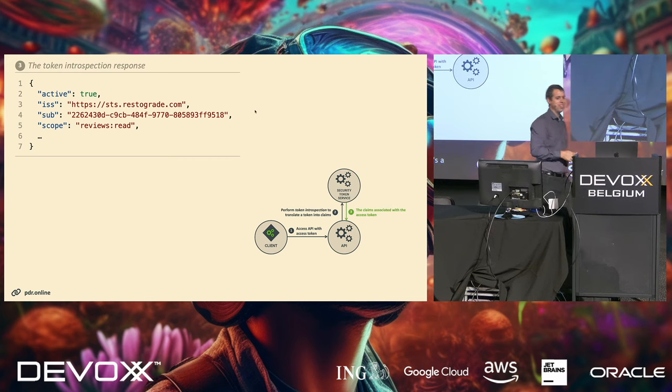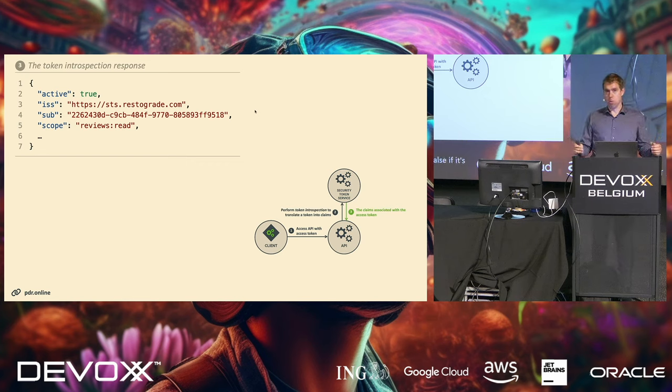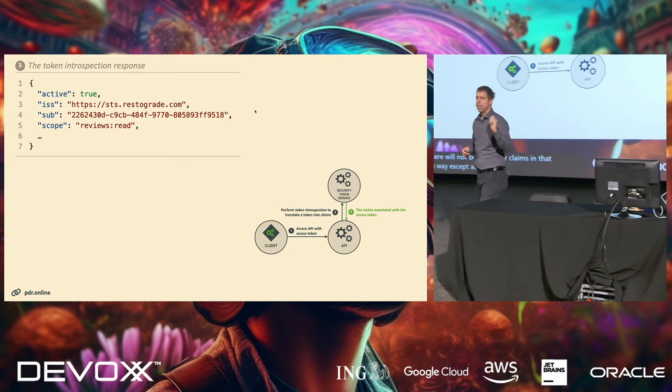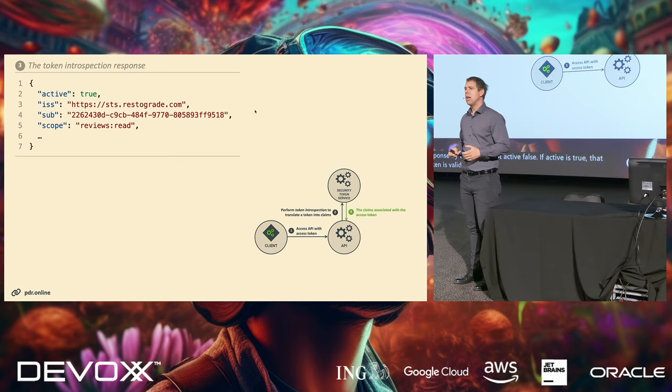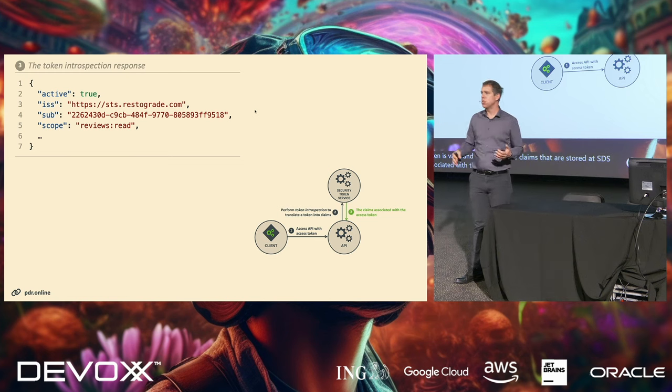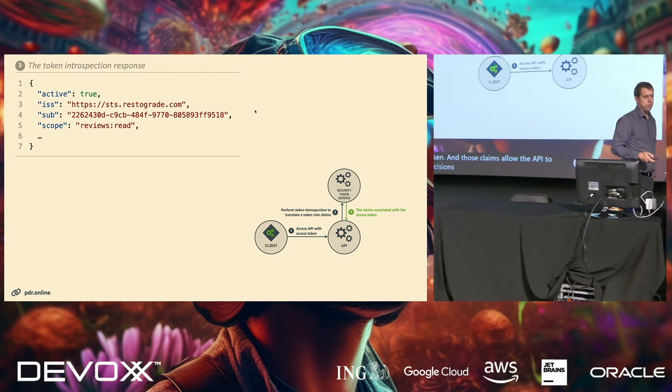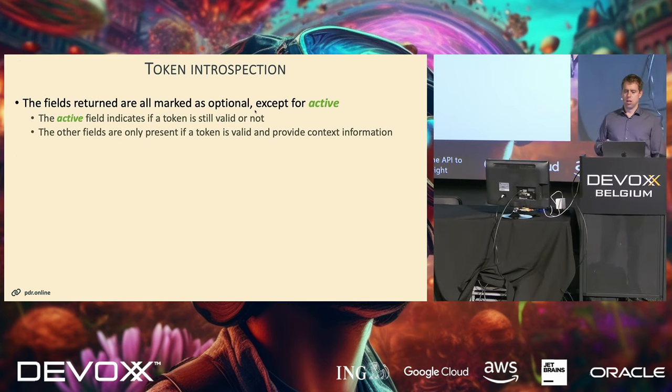You're smart people, you can figure this one out. This Boolean is either true or false. If it's false, the token is not active and you're supposed to abort immediately. There will not be any other claims in the response, by the way, except active false. If active is true, that token is valid, and you get all the claims that are stored at the STS associated with this token. And those claims allow the API to make authorization decisions. More on that later.